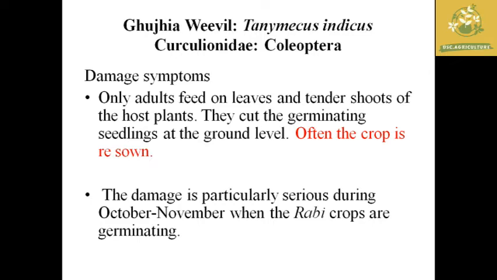The major damage symptom found in the crop is that the adults feed on the leaves as well as the tender shoots of the plants. They cut the germinating seedlings at ground level, which even causes resowing of the particular crop. The major damage occurs during October and November, in Rabi crops, particularly at the germination period.